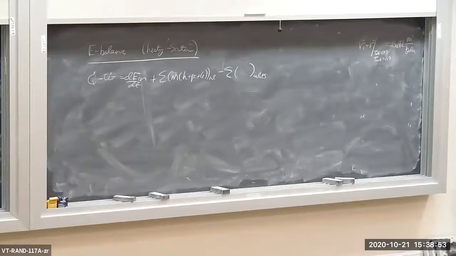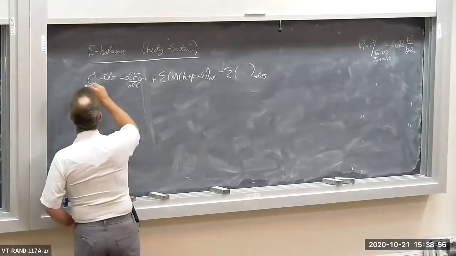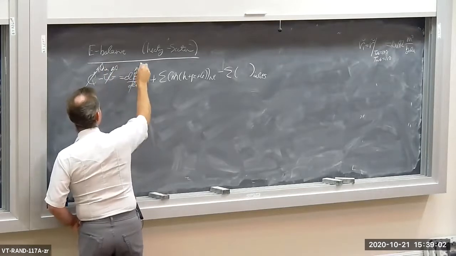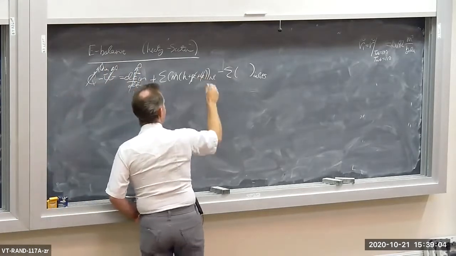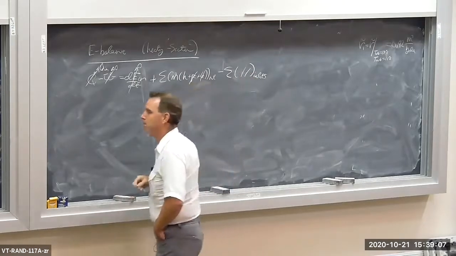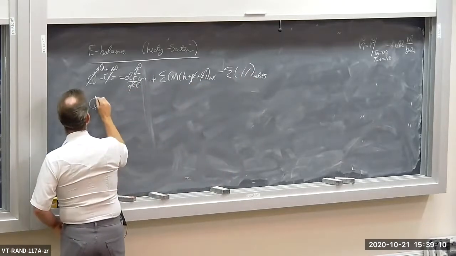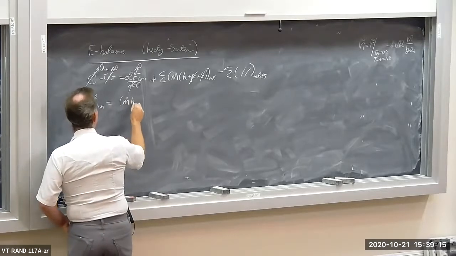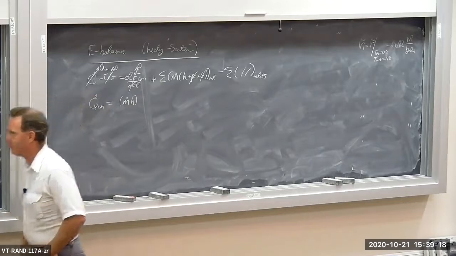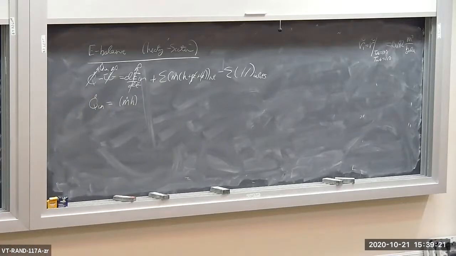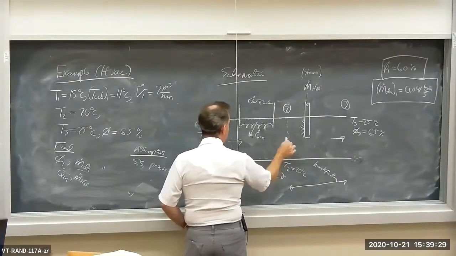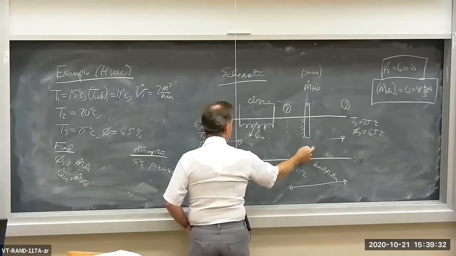So the energy balance collapses down into something pretty simple. This is my Q dot in. No work. Steady state. No changes in kinetic and potential energy. And so I get Q dot in is equal to m dot H at the outlet. The outlet for my simple heating section is location 2, and the inlet is location 1. So I'm only looking at the heating section, not the humidification section.